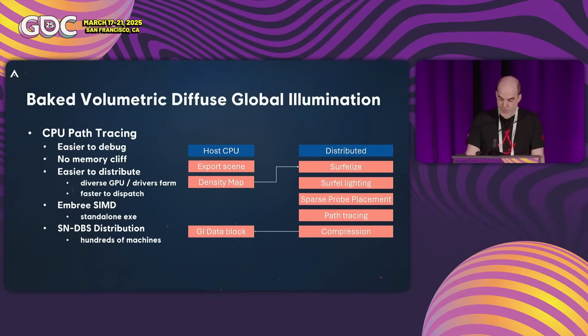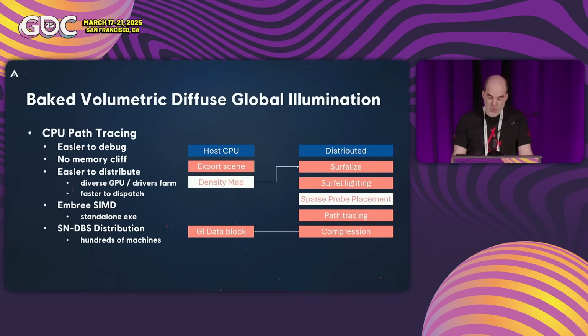So the first thing we did was to shift to a CPU path tracer backend, and for several reasons. The GPU baking requires a lot of VRAM, and memory cliff was a real issue, especially at the time of Origins. There are also fewer variations due to drivers and diverse GPUs on the build farms. And it makes our inputs deterministic, so we can know exactly what to bake and what not to bake. And so it's faster to dispatch because less work is performed on the local machine.